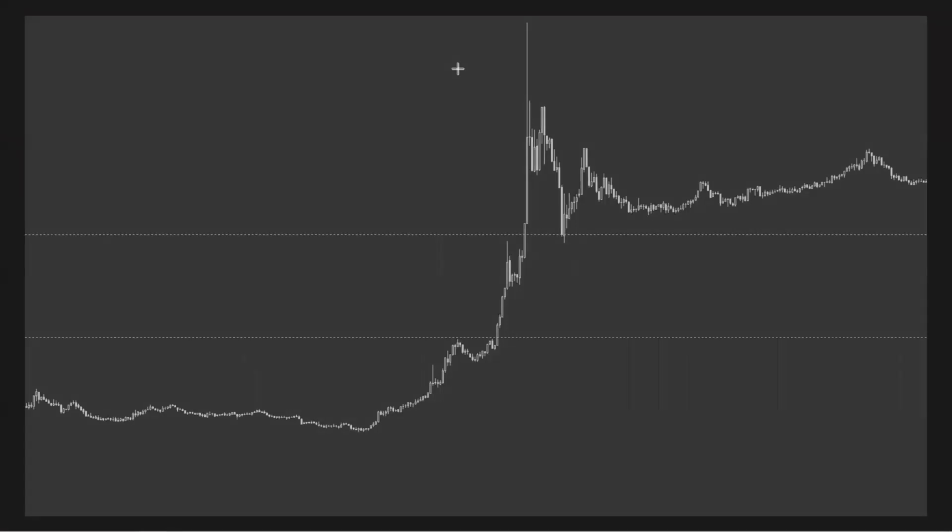So make no mistake that major highs and lows are significant psychological reference points around which traders make decisions. I hope that's quite clear here.